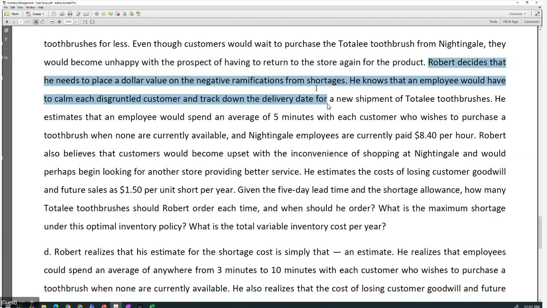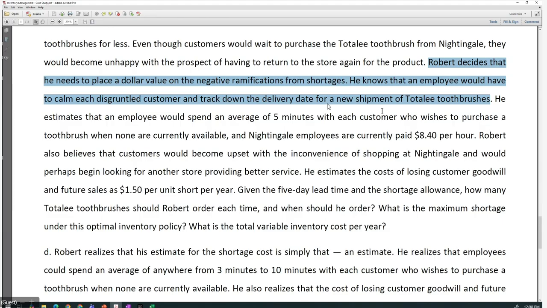Robert decides that he needs to place a dollar value on the negative ramifications from shortages. He knows that an employee would have to calm each disgruntled customer and track down the delivery date for a new shipment of totally toothbrushes. So what exactly is this? If we are planning to go for shortages, there will be additional workload.